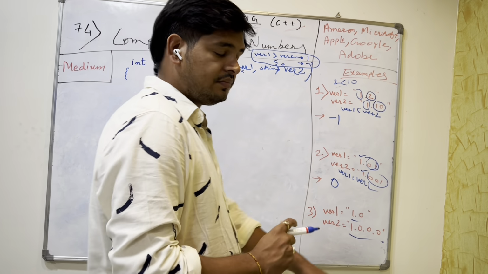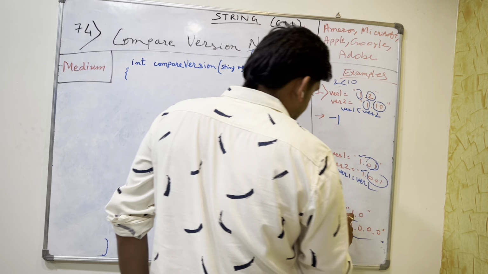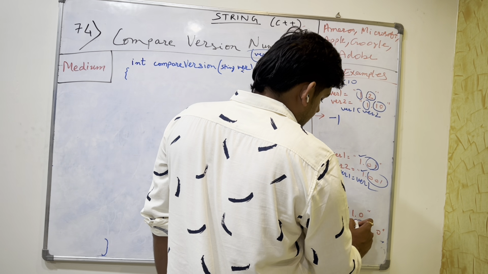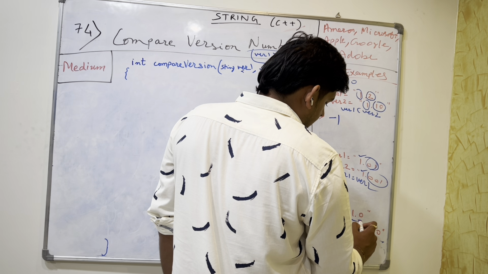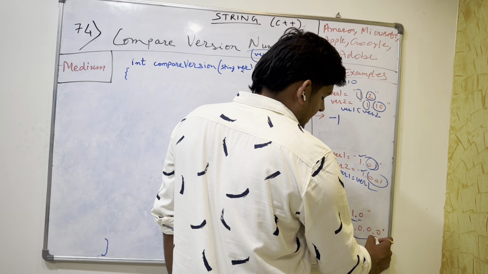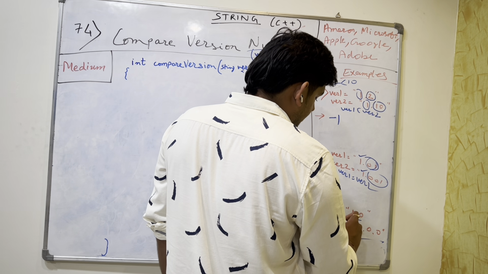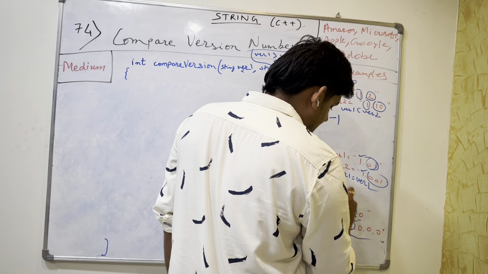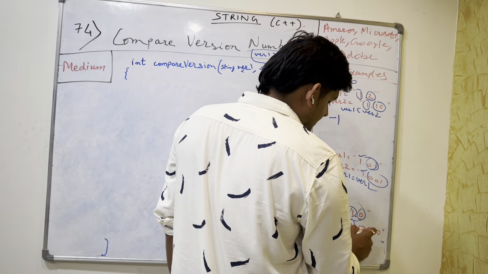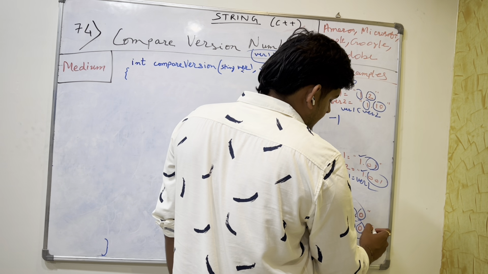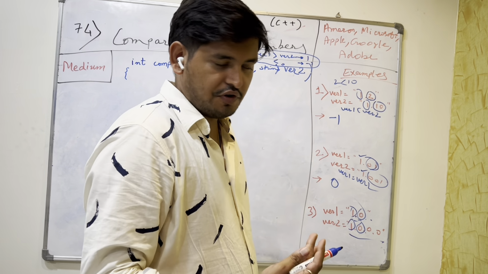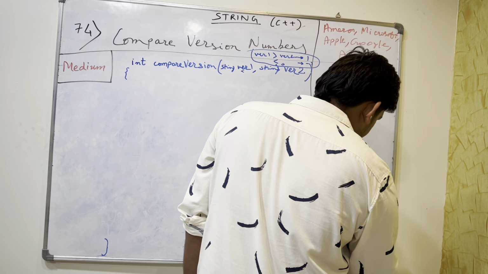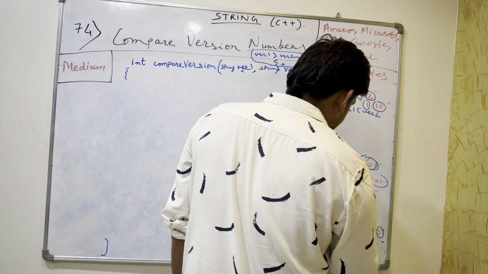Now the third example. Here there are multiple revisions of the version. So here it's 1.0 and then 1.0.0. The first revision is the same, then the next revision 0 is the same. After that there is nothing, so we will consider it as 0. Nothing means 0. Since there is no value, these versions are actually equal. So we will return 0.